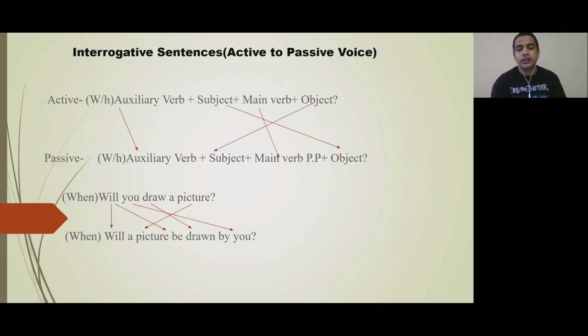So it will be drawn by you. I think it's very clear to you, my dear student. An interrogative sentence is not more difficult than the assertive sentence, just a little bit different. Like, the auxiliary verb will sit before the subject.